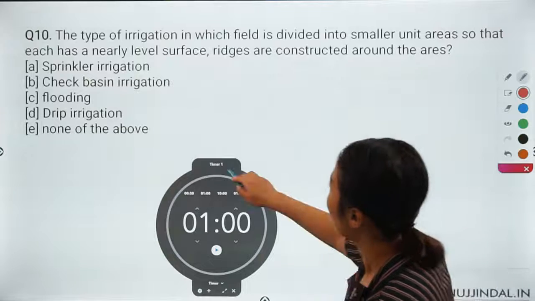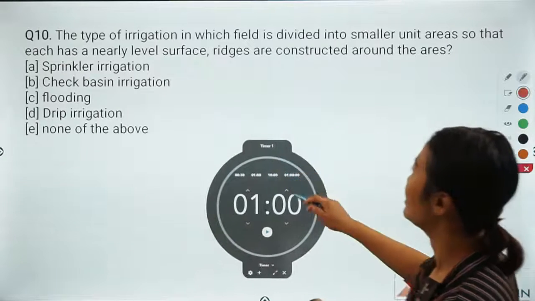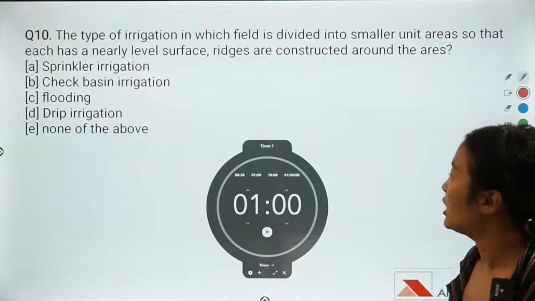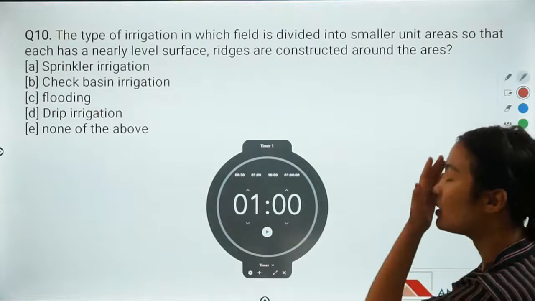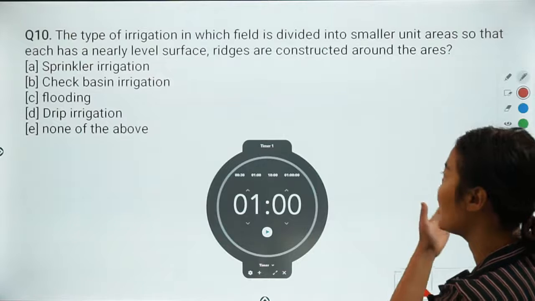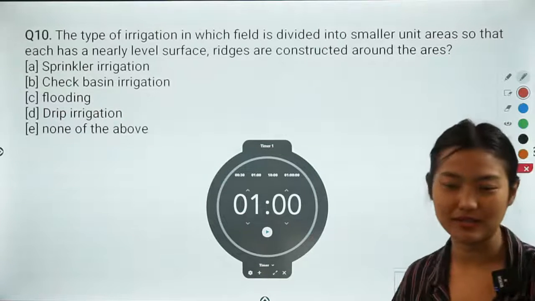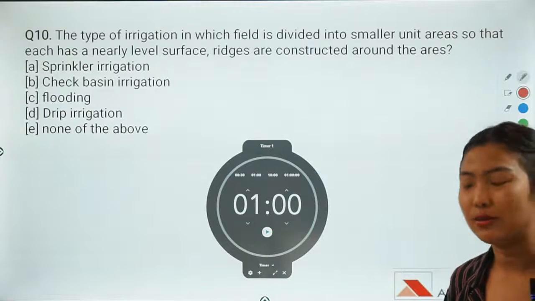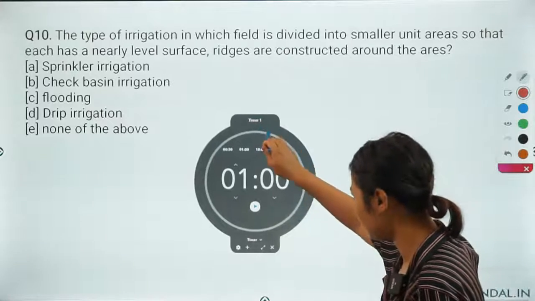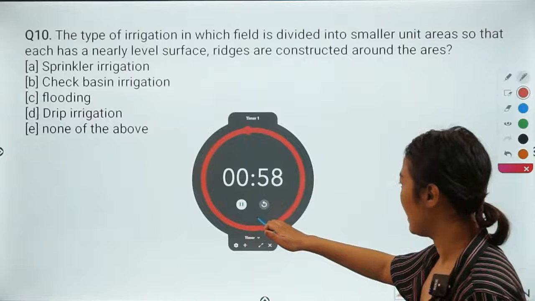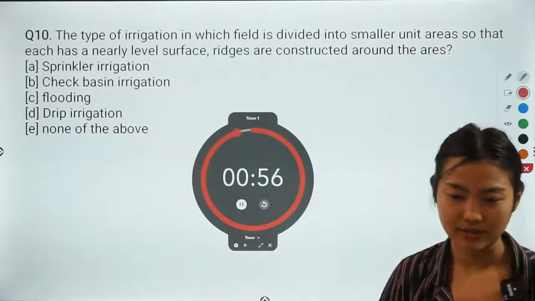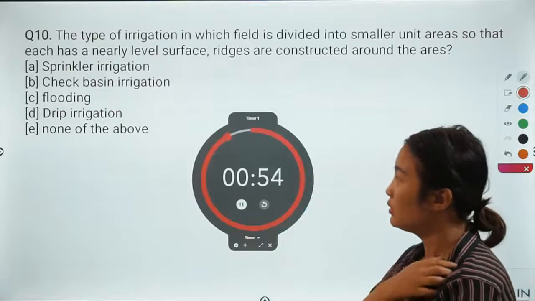So let's go to our 10th question. It is on the type of irrigation in which the field is divided into smaller unit areas so that each has a nearly level surface, and ridges are constructed around the areas. This is a really easy one, and I think I've already explained it in the previous explanation as well. Your time starts now, I'm going to give it 30 seconds.